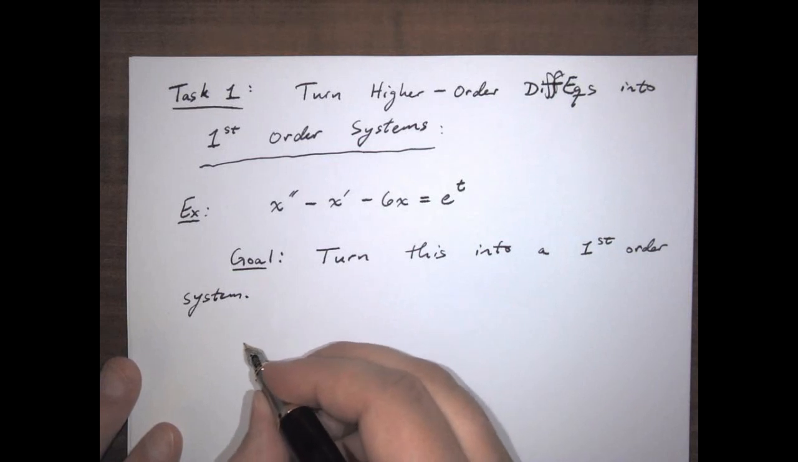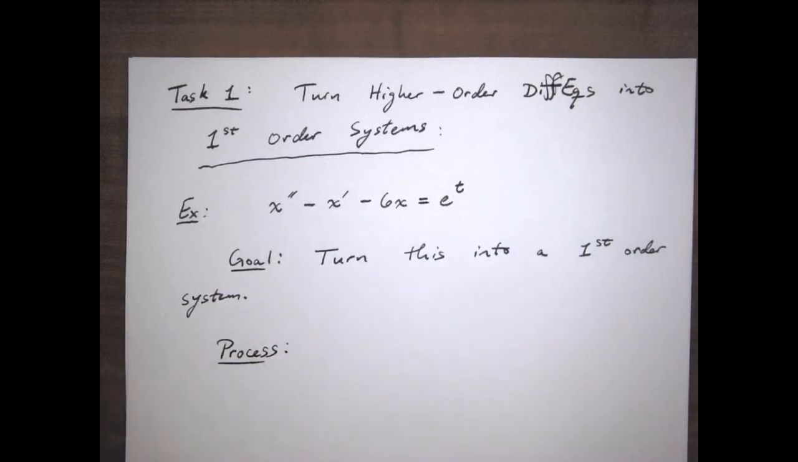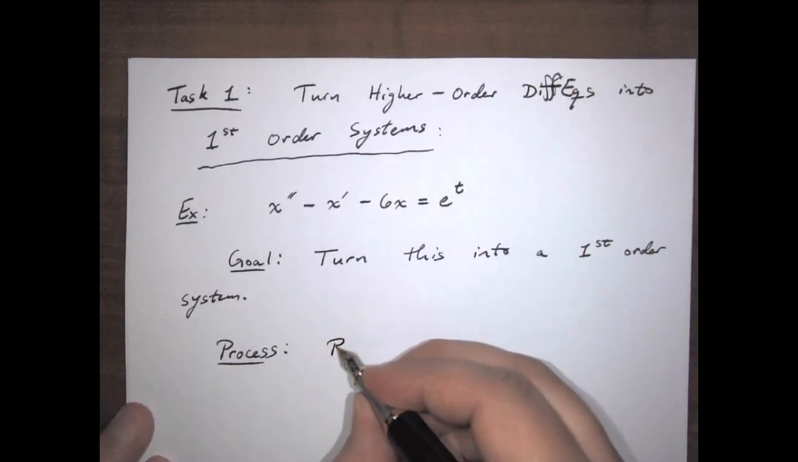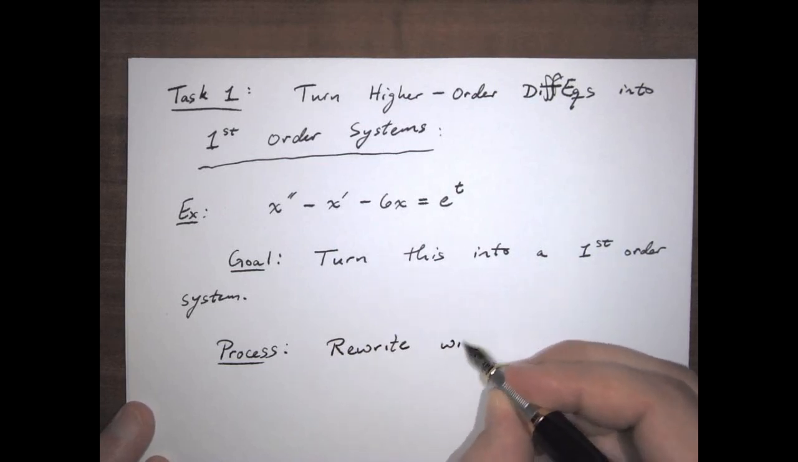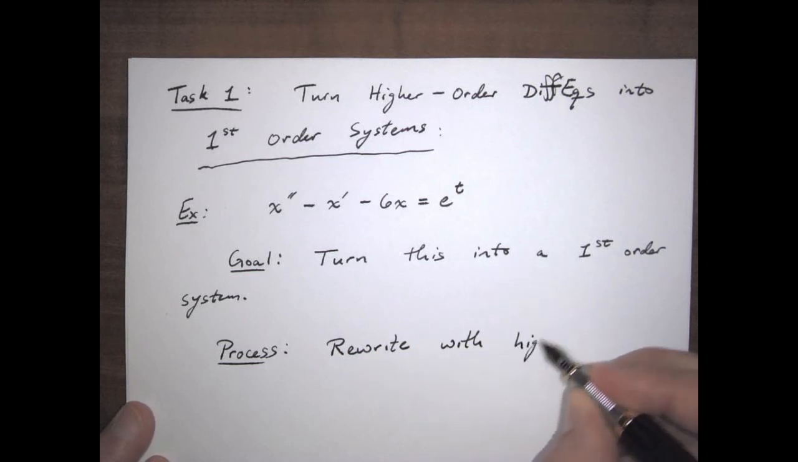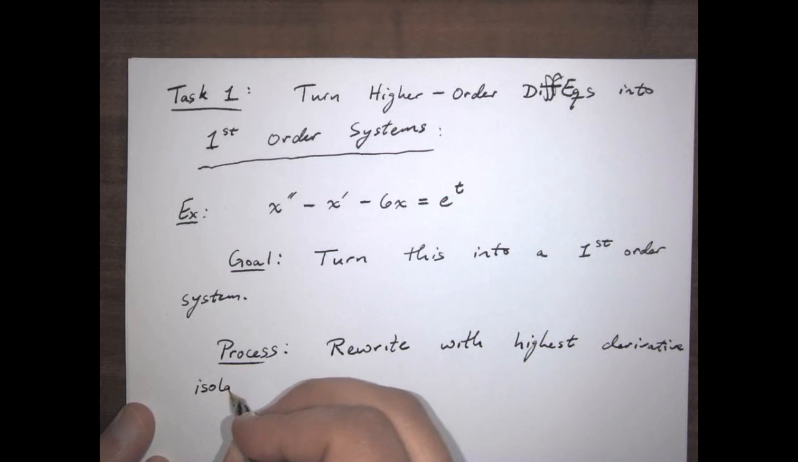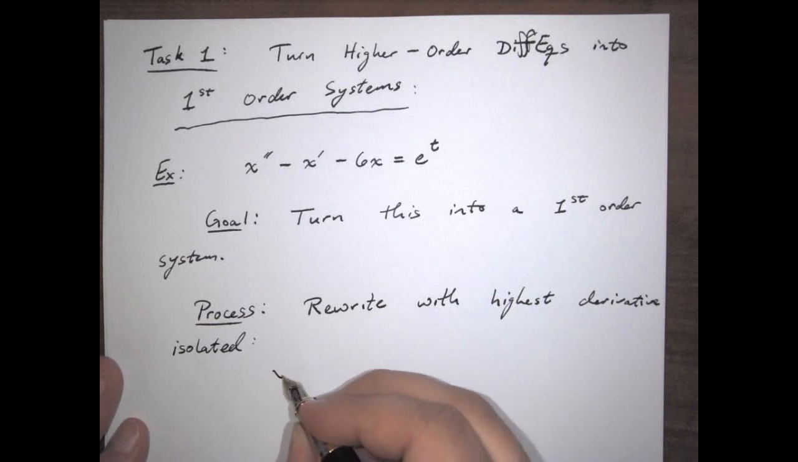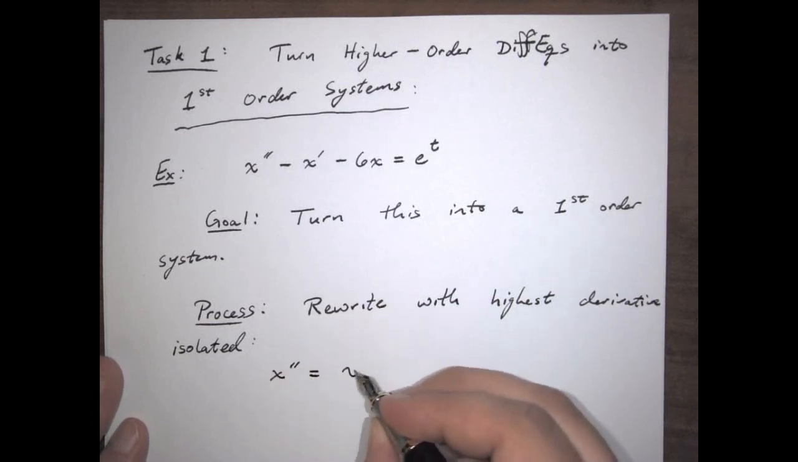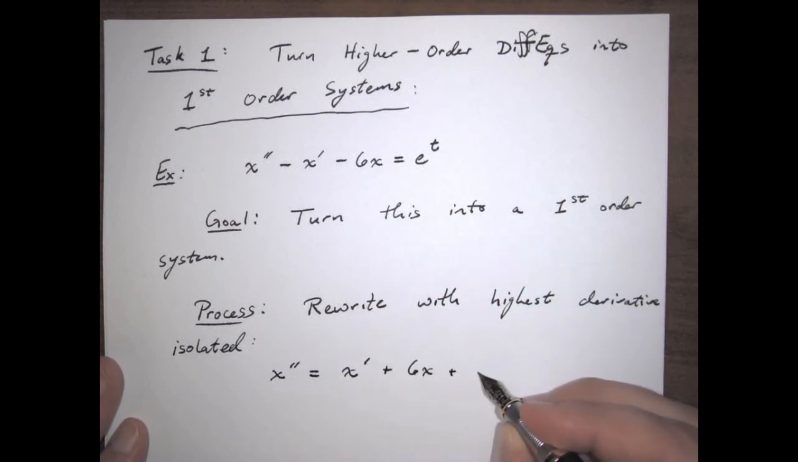So first off, let's just rewrite this in terms of its highest derivative. Rewrite with highest derivative isolated. So that would mean x double prime is equal to x prime plus 6x plus e to the t.